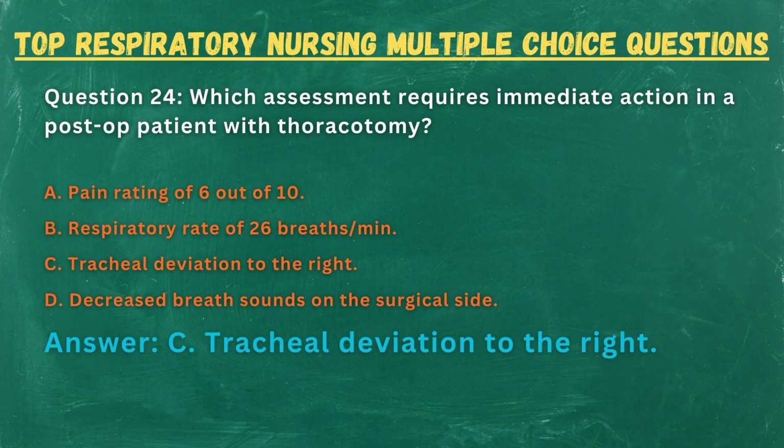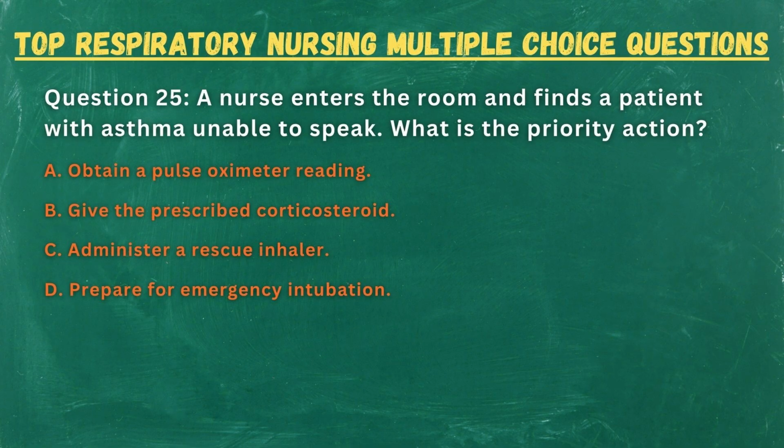Answer. C. Tracheal deviation to the right. Question 25. A nurse enters the room and finds a patient with asthma unable to speak. What is the priority action? A. Obtain a pulse oximeter reading. B. Give the prescribed corticosteroid. C. Administer a rescue inhaler. D. Prepare for emergency intubation.